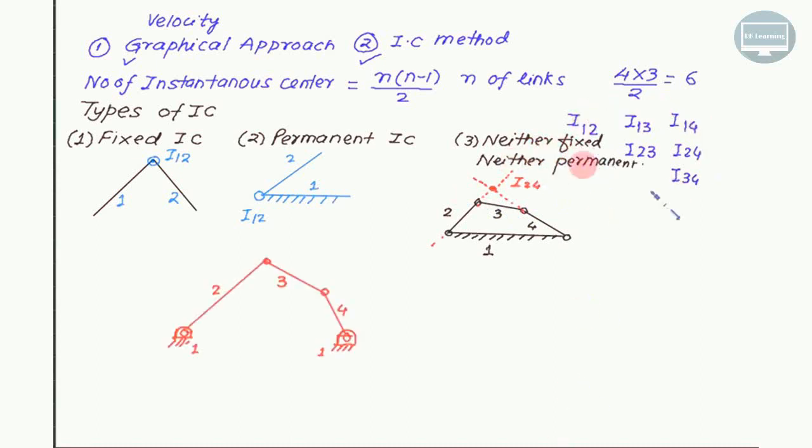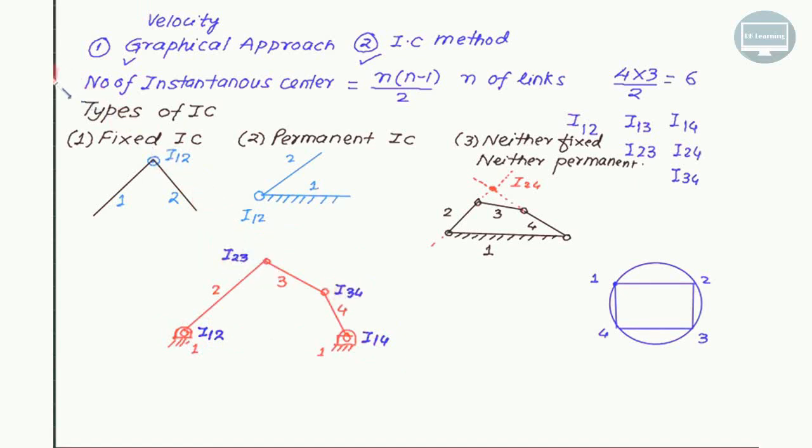We are going to locate all 6 ICs. For this one you have to draw one circle, and mark the points there with numbers 1, 2, 3 and 4. Now just by observation, can you locate some of the ICs on this one? So some ICs are what? This IC is 1, 2. This IC is 1, 4. This IC is 3, 4.